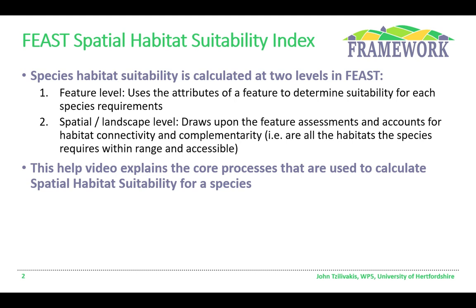The second level is at a spatial or landscape level. It draws upon those feature level assessments, but then also tries to take account of the connectivity in the landscape and the complementarity in terms of all the habitats that a species needs within a particular range for that species, and are they accessible. So we're just going to explain, not in too much detail, but the basics of how these are calculated spatially.